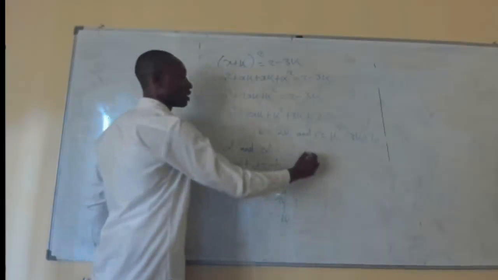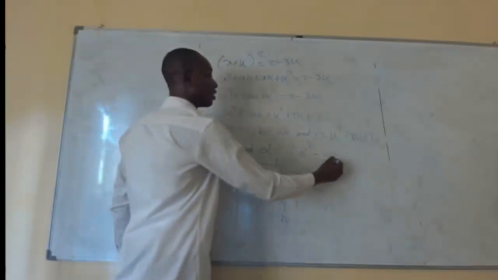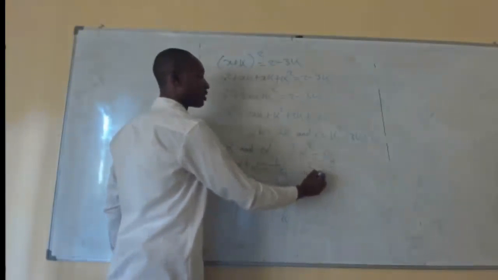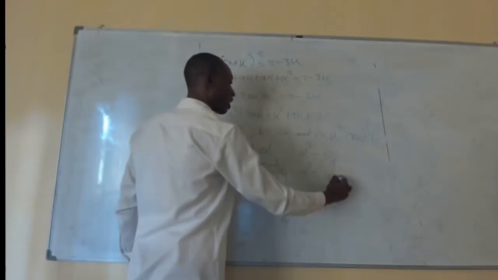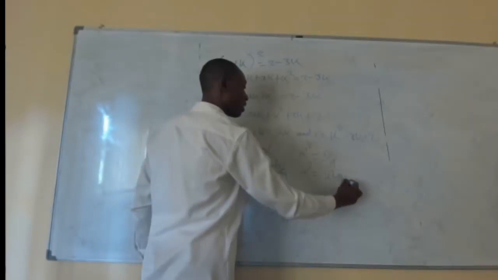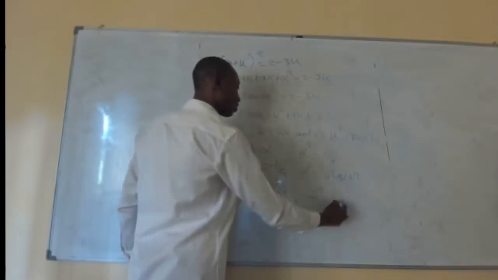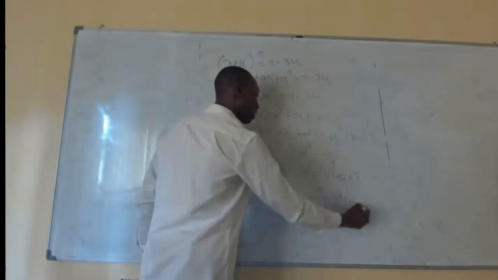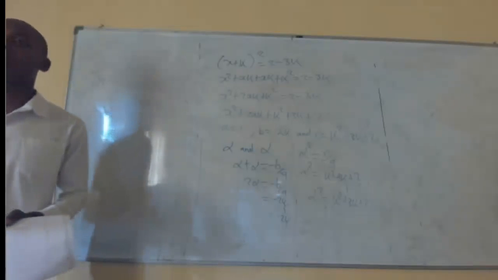Then the product is alpha squared because it's alpha times alpha. Then this is c over a. Then we have alpha squared equals c, which is everything here, k squared plus 3k minus 2, over 1. So alpha squared equals k squared plus 3k minus 2. Okay? So you have 2 simultaneous equations which you need to solve simultaneously.